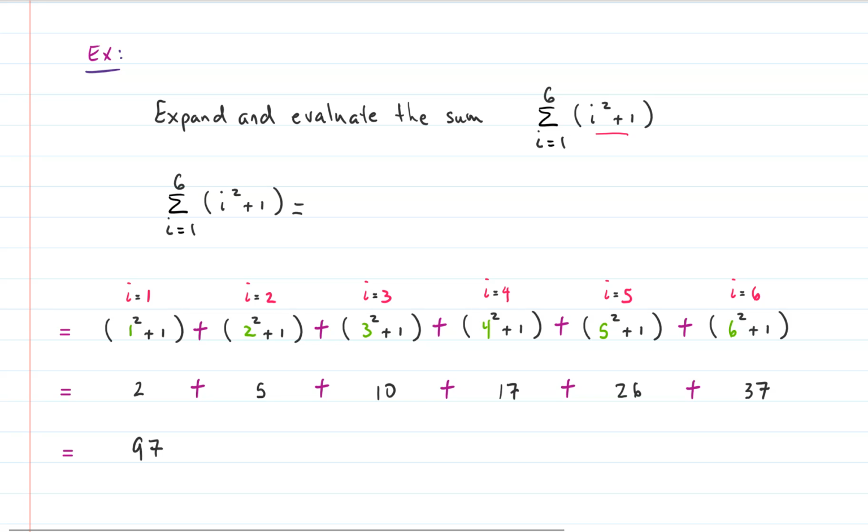So 1 squared plus 1 is just 2. 2 squared plus 1 is 5. 3 squared plus 1 is 10. 4 squared plus 1 is 17. 5 squared plus 1 is 26. And 6 squared plus 1 is 37. We add all those together, the 2, 5, 10, 17, 26, and 37, and we get 97 in total. So the sum of i squared plus 1 from i equals 1 to 6 is 97.